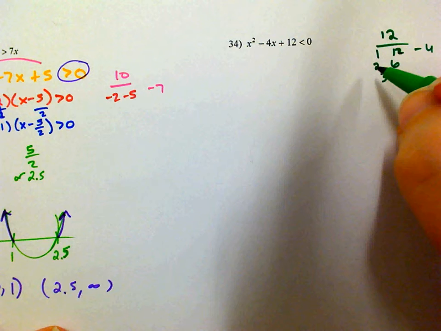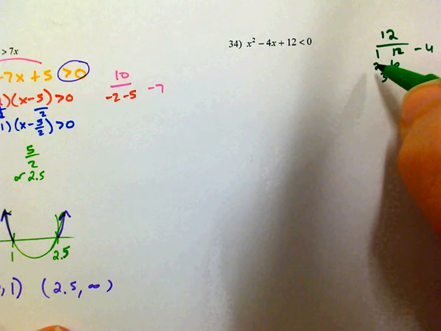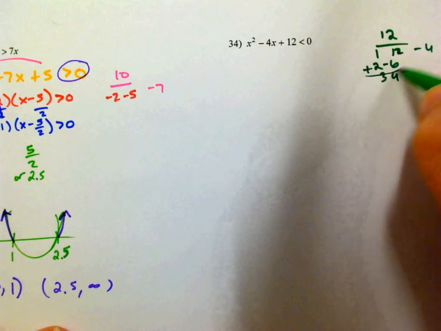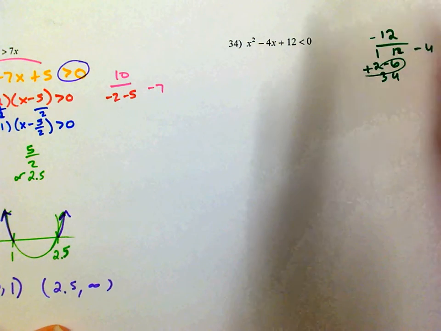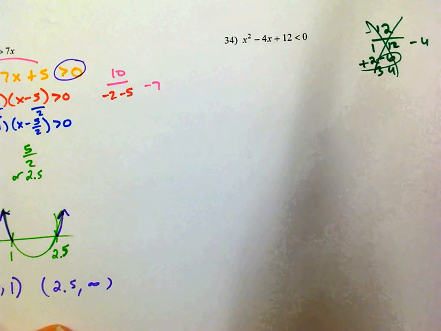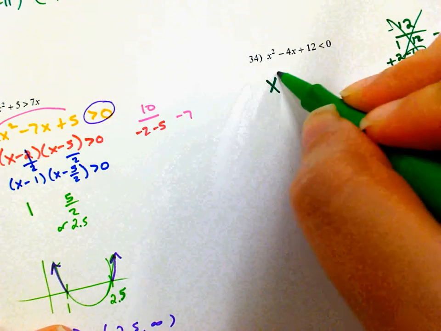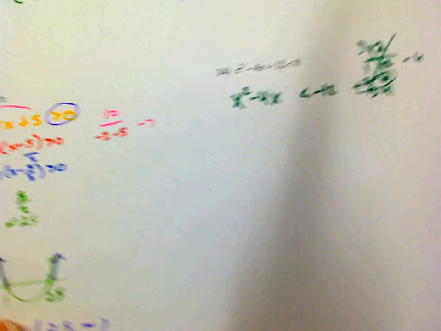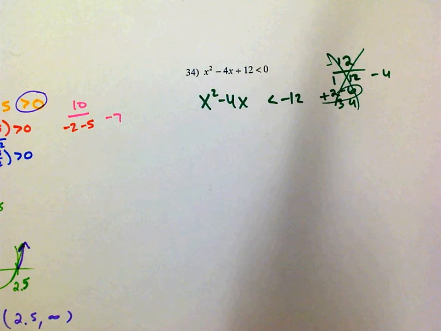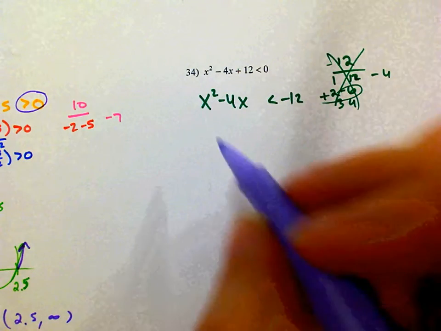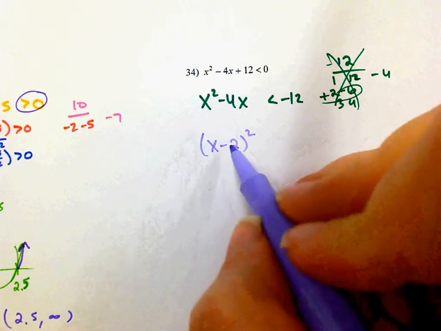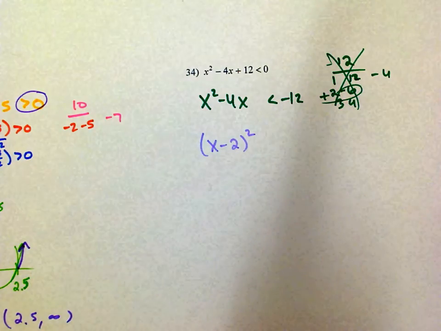So what I'm going to do is move the 12 over and complete the square. Okay. So I'm going to cut the middle term in half. Negative 4 cut in half is negative 2. I'm going to square that number. So negative 2 squared is positive 4. So I'm going to add 4 here, add 4 there, and I'm left with negative 8.